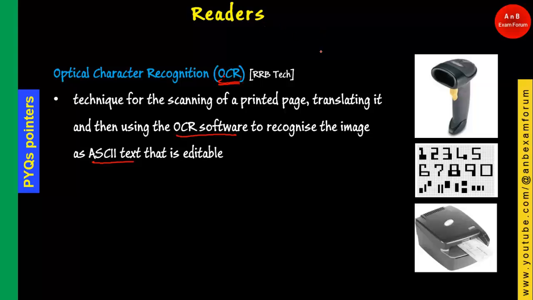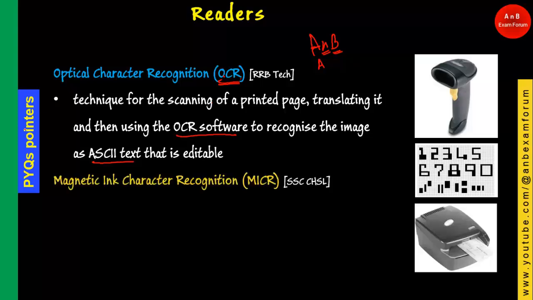So suppose I have written A and B. With the help of optical character recognition software, it will identify that this character is A, this character is N, this character is B. So OCR software is required for optical character recognition.